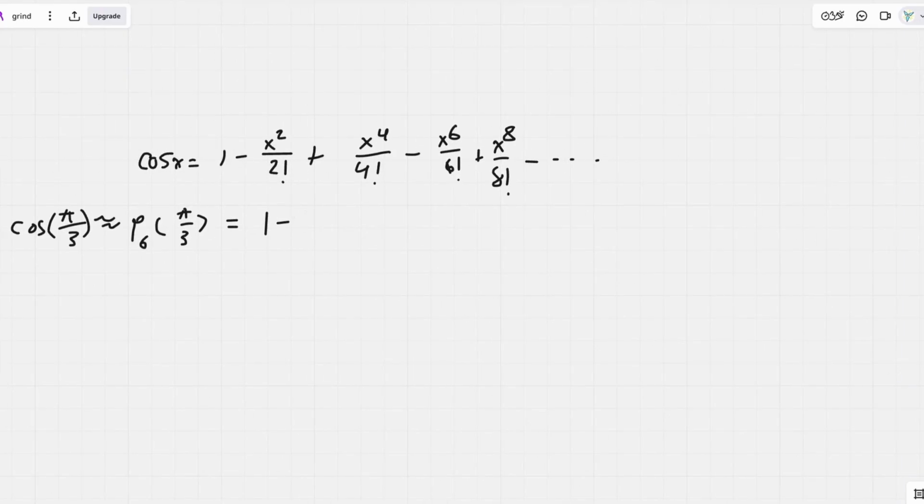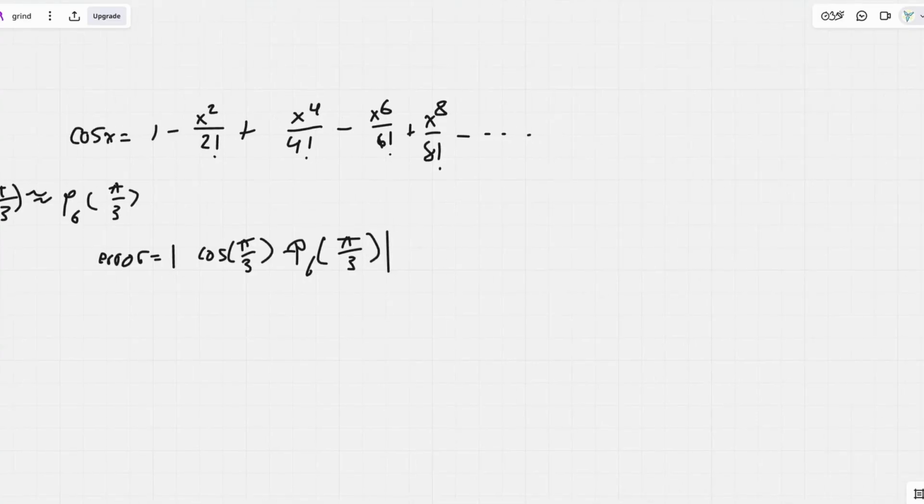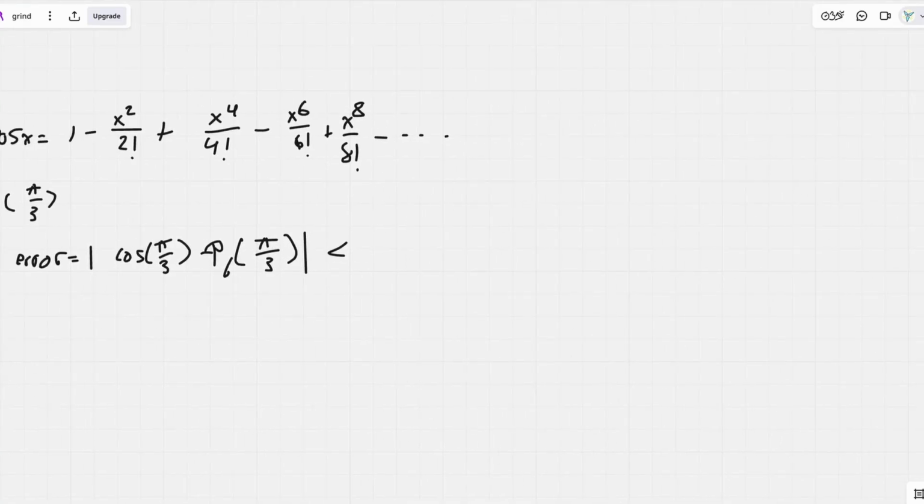And then if we plug in our numbers, what the error bound says is that the error, which is the absolute value, cosine of pi over 3 minus the Maclaurin series for cosine of pi over 3 is going to be less than the next term. And the next term in this case is this term right here. That's x to the 8 over 8 factorial.